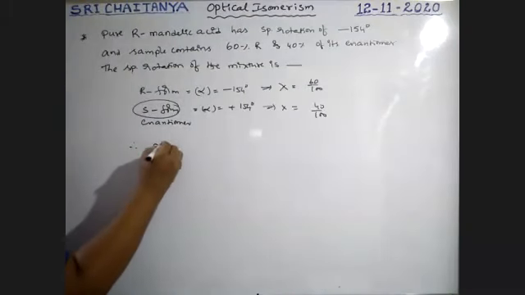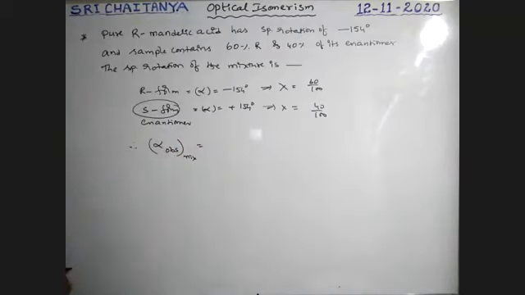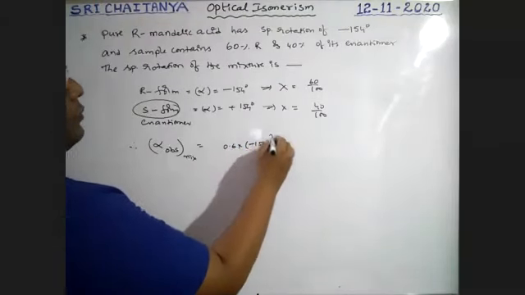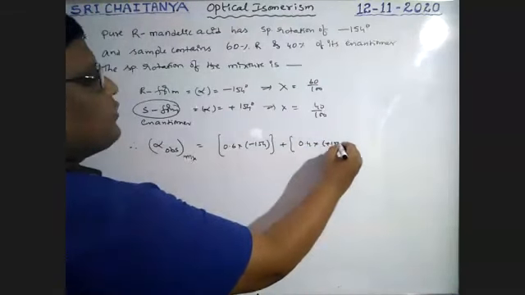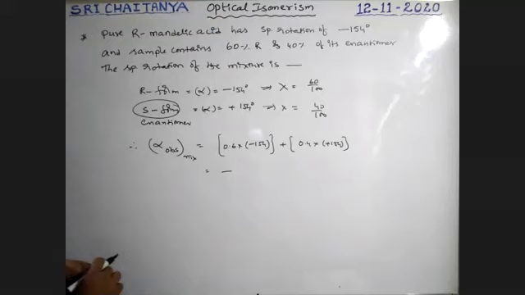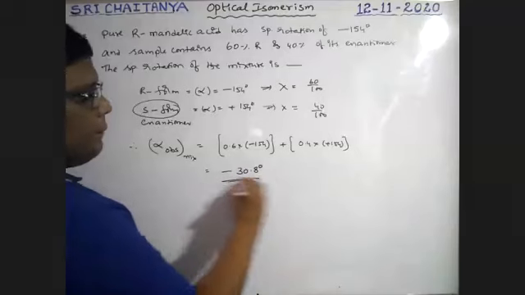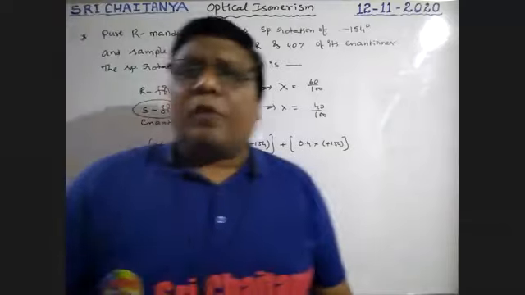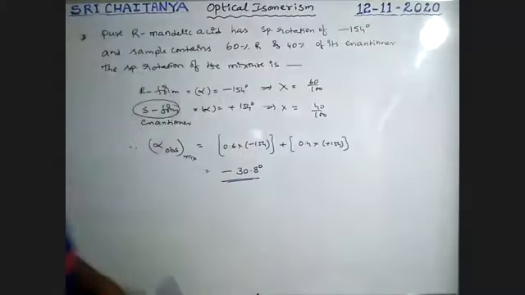Therefore the observed specific rotation of the mixture is 0.6 into minus 154 plus 0.4 into plus 154. Finally we will have a negative value, so minus 30.8 degrees. This is important, Annie, please keep it in mind. Let us take one more problem based on specific rotation. Very important.